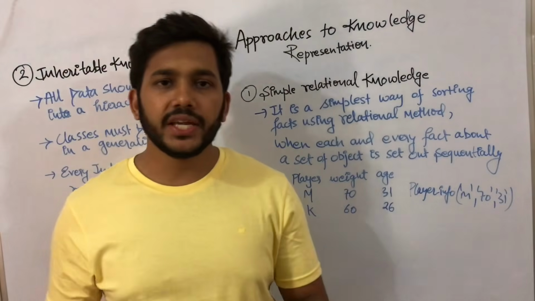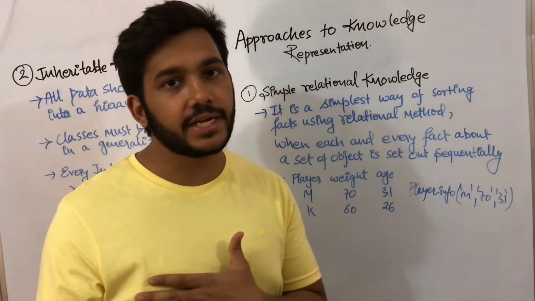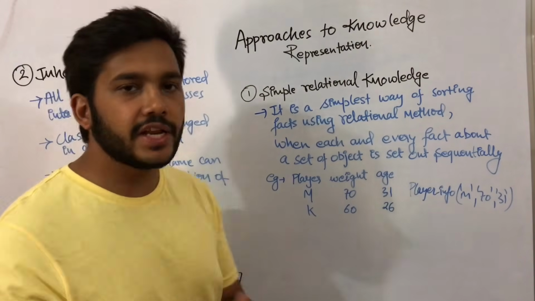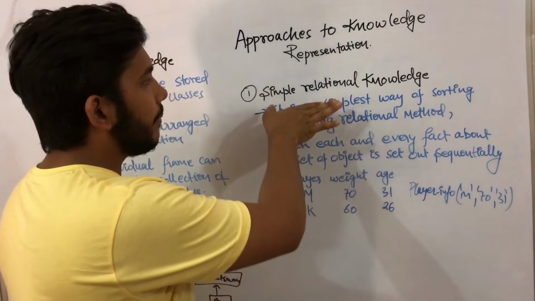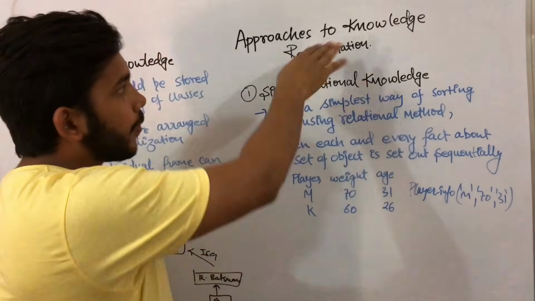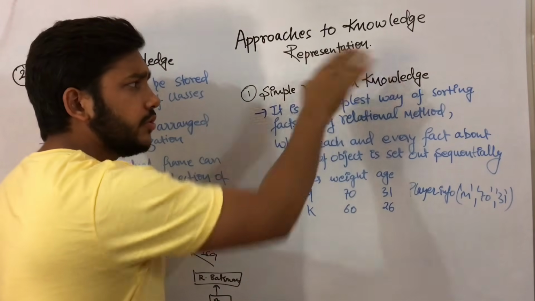So hi guys, in this video I am going to talk about approaches to knowledge representation. Basically there are four approaches to knowledge representation. Coming to the first approach, that is simple relational knowledge.